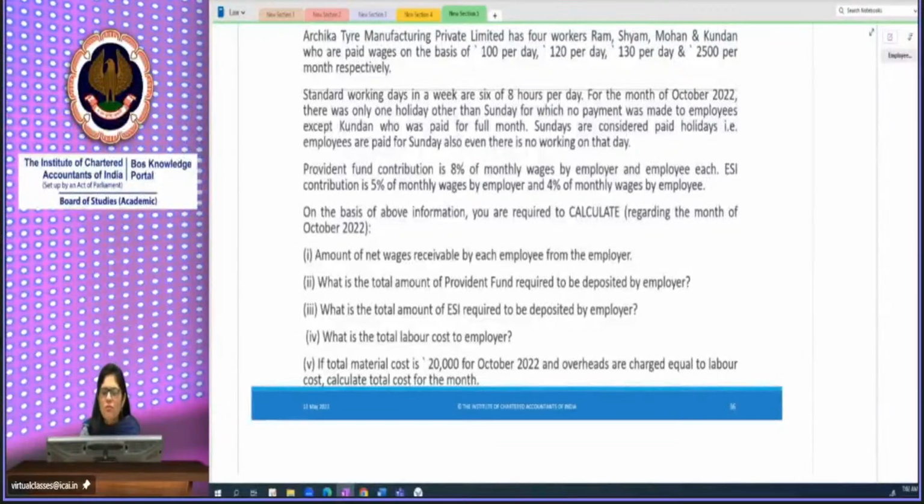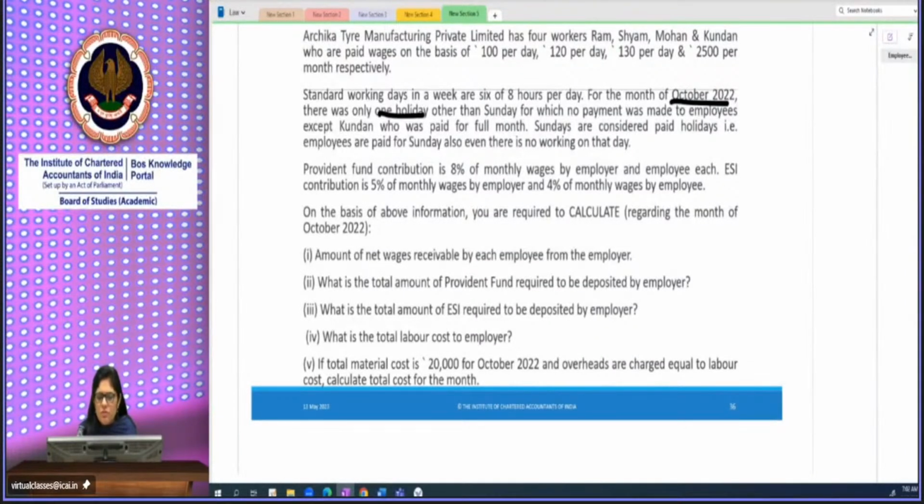For the month of October, there was only one holiday other than Sunday for which no payment was made to employees except Kundan, who was paid for the full month. So the rest of the 3 employees are paid per day, and if there is a holiday for which they are not paid, you will not count that particular day. Sundays are considered paid holidays, so we have to include Sundays.